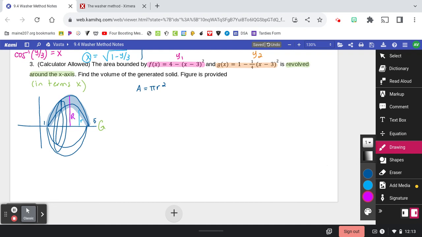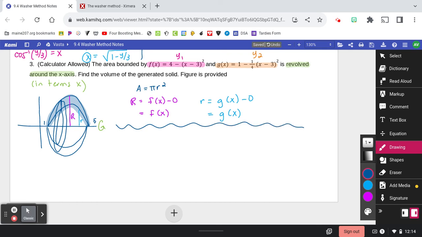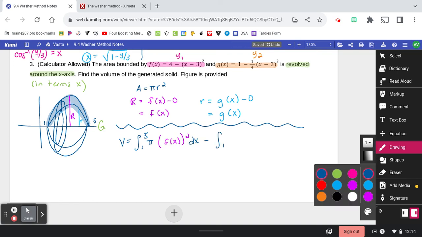My big R in this problem is going to be top minus bottom. In this case, that top equation is just f of x. So it's going to be f of x minus 0, which is just f of x. My little r is going to be g of x minus 0, top minus bottom, which is just g of x. Which means my volume would be the integral from 1 to 5 of pi times big R squared, which is just f of x squared, dx, minus the integral from 1 to 5 of pi times g of x squared, dx.